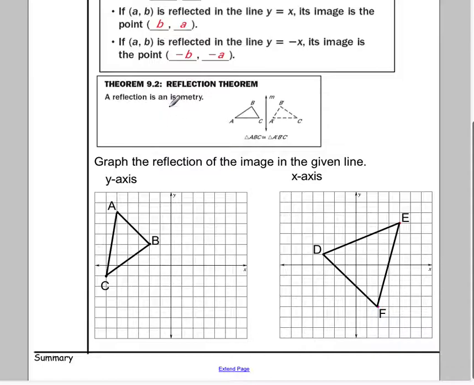A reflection is an isometry. I mentioned that when we were looking at the isometries in translations. It means it's still the same shape and the same size.